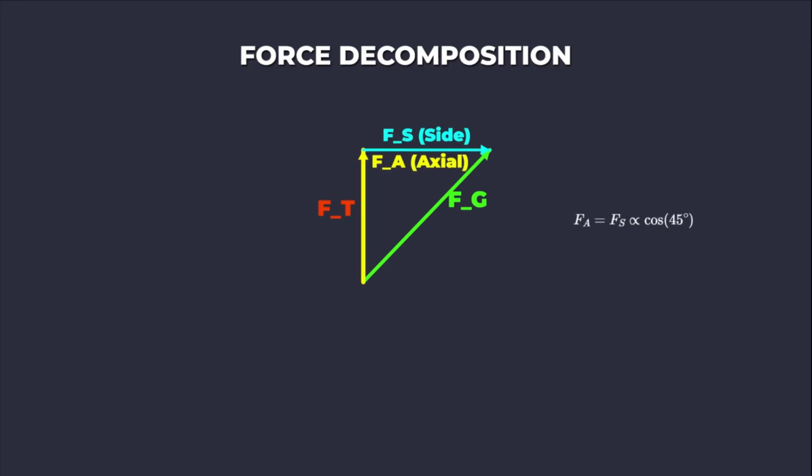We decompose this Fg into two components, Fa acting axially along the chassis, and Fs acting sideways, perpendicular to the chassis. Both Fa and Fs are proportional to the motor torque and the cosine or sine of the 45-degree angle, meaning Fa equals Fs in magnitude for a single wheel.